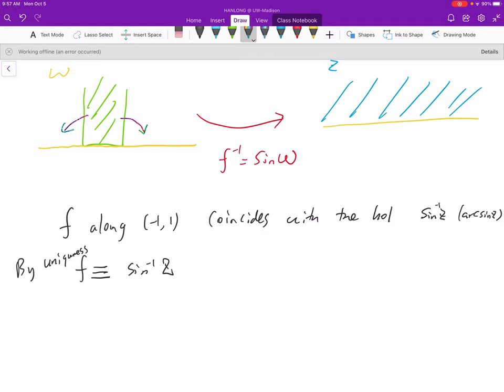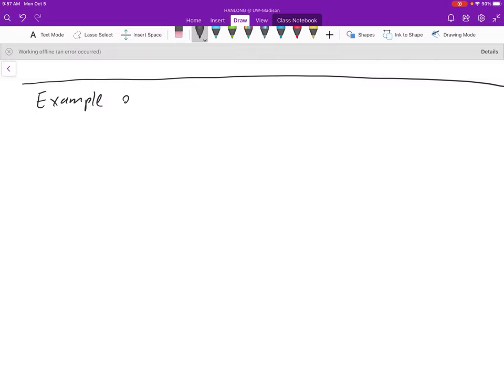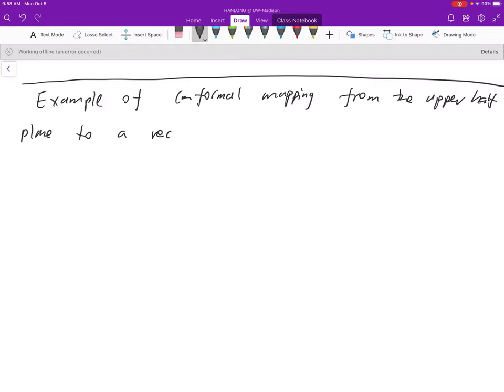Okay, next, let's study a little bit more complicated example of conformal mapping from the up half plane to a rectangle and its relation to the inverse of the Jacobian elliptic sine function.